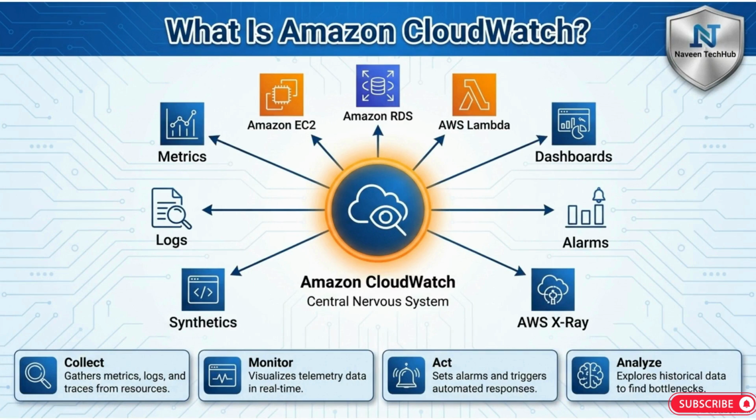Amazon CloudWatch is a monitoring and observability service from AWS. It collects data from services like EC2, Lambda, RDS, API Gateway, ECS, EKS, and many more. CloudWatch can collect metrics such as CPU utilization. It can collect logs such as application errors. It can create dashboards so teams can see system health in one place. It can create alarms so teams get notified when something crosses a threshold. It can also trigger automated actions using EventBridge. In simple words, CloudWatch is the central nervous system for AWS observability.